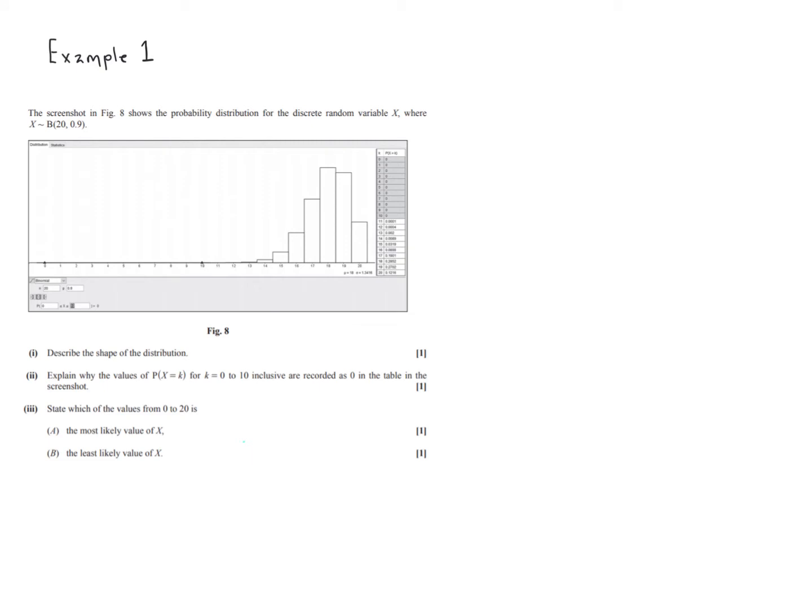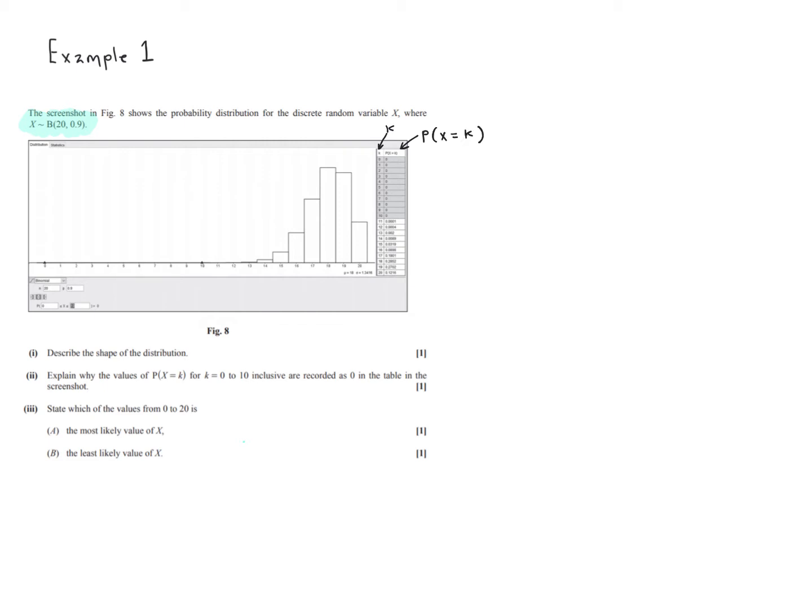So in the first example we have a screenshot which shows the probability distribution for a discrete random variable x, where x is binomially distributed with n equal to 20 and p equal to 0.9. On the side we have the probability distribution written out as a table, so each possible value of x is represented by k, where k could take integer values from 0 up to 20. And then next to that we have for each value the probability of that value occurring.